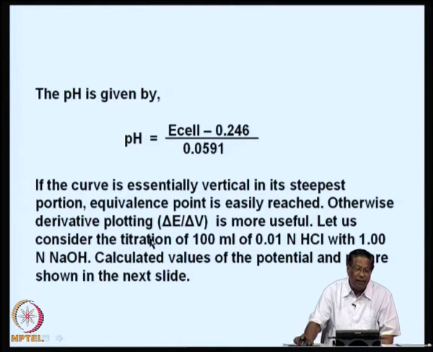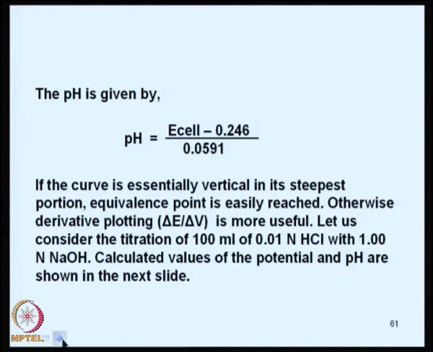Let us consider the titration of 100 ml of 0.01 normal HCl with 1 normal NaOH. That means, the NaOH is already 100 times more concentrated than the solution being titrated. This is 0.01, this is 1. So, that we can calculate the values of the potential and pH.